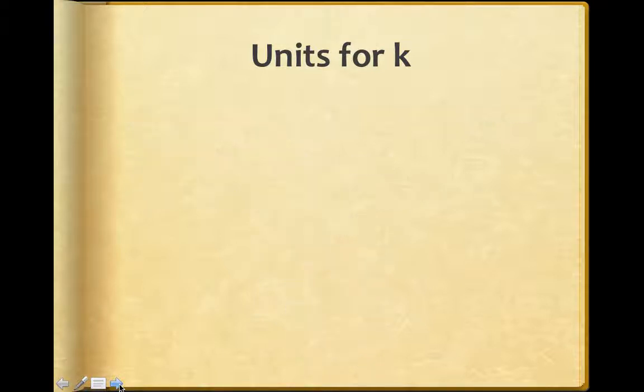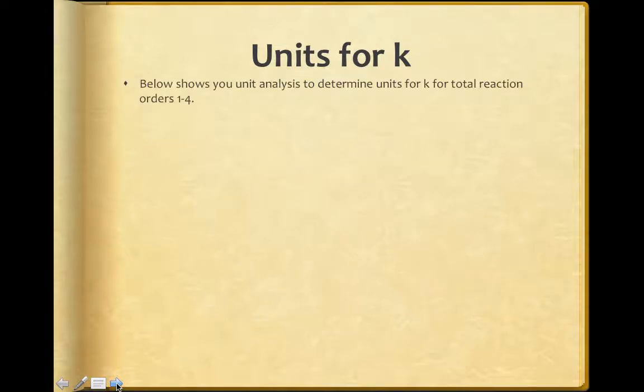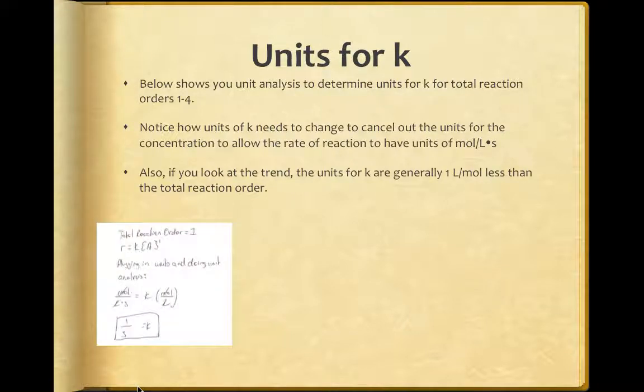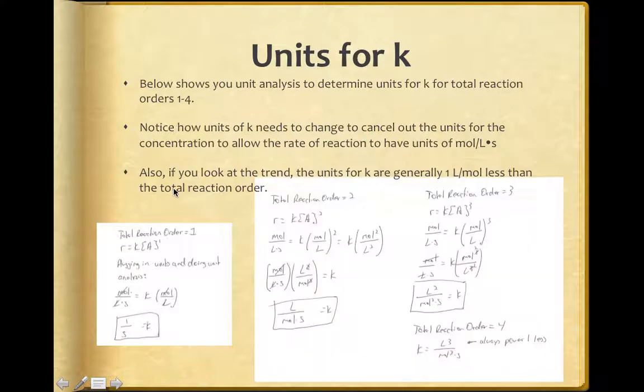Now let's look at some other scenarios. Below, we're going to see the steps to solve for the rates for orders outside of 1. We're going to see that the units for k will need to change to cancel out the units for concentration, to allow the rate of a reaction to have units of moles per liter second. We're also going to notice an easy trend that we can use at the end to figure it out instead of doing all of this unit analysis. We already solved for the first example here. This is just another way of rewriting it. So let's look at another one.